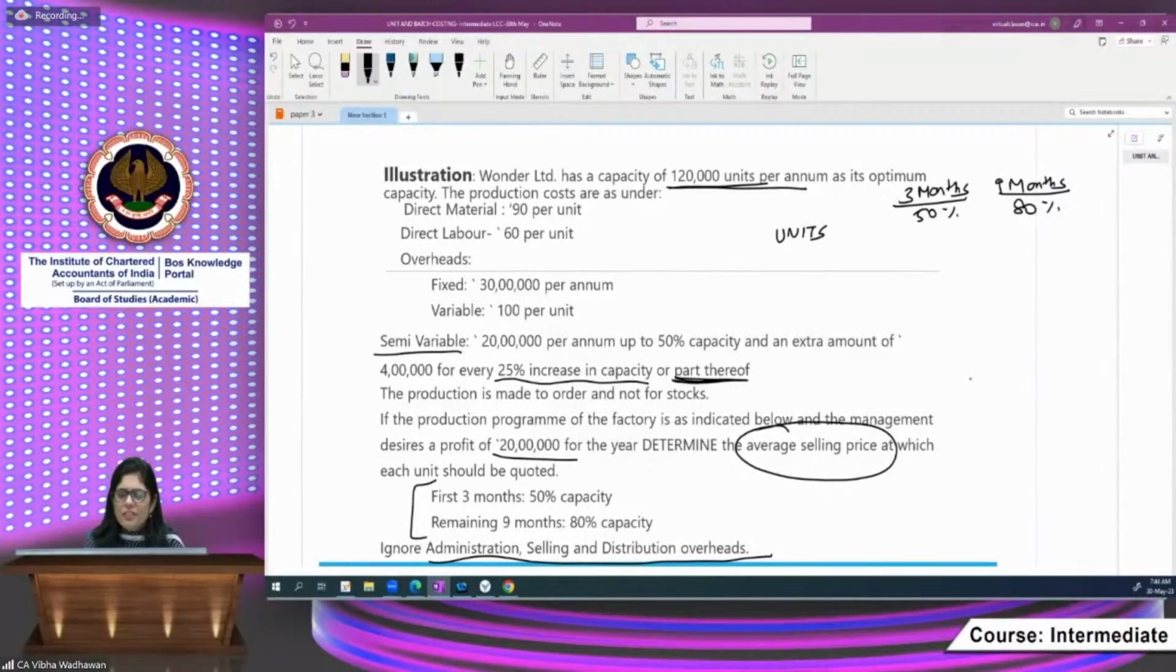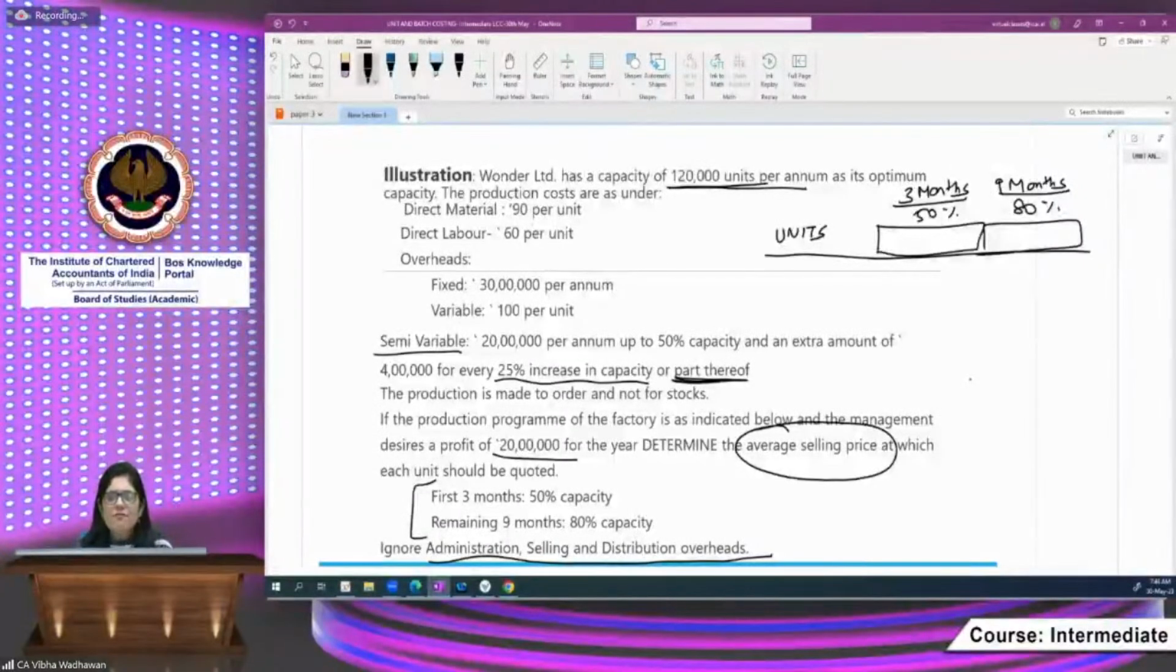Focusing on the question, can anybody tell me the units, the capacity for first 3 months and then 9 months? First 3 months, we are working at 50% capacity, and then remaining 9 months, we are working at 80% capacity. Can you tell me the units? We should have the units first, and then only we have to proceed with the costing. So please tell me the units for first 3 months.